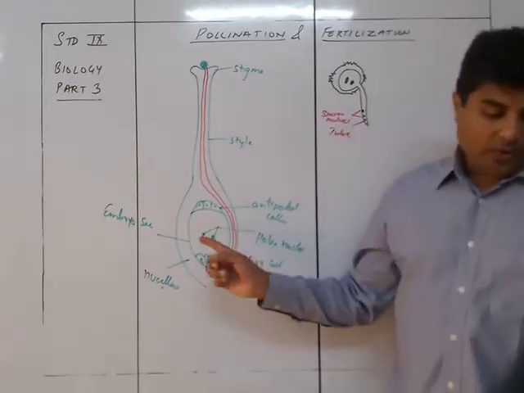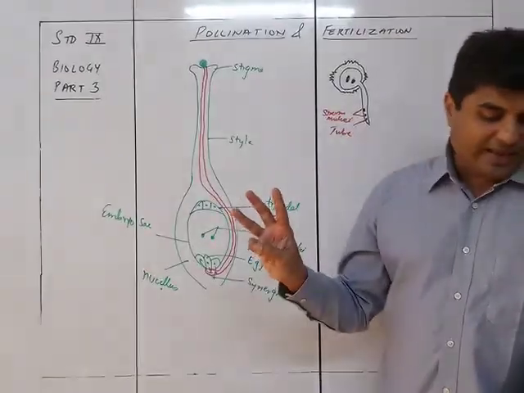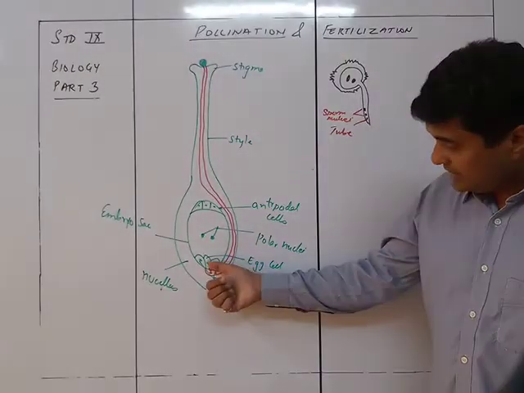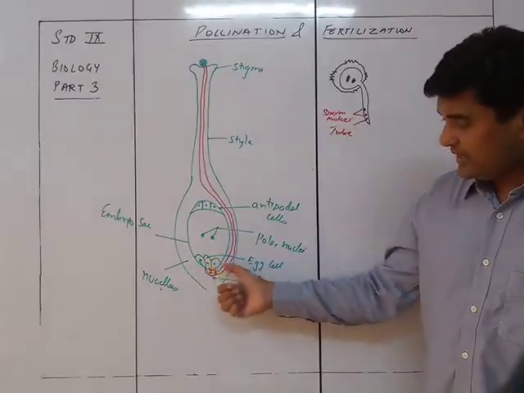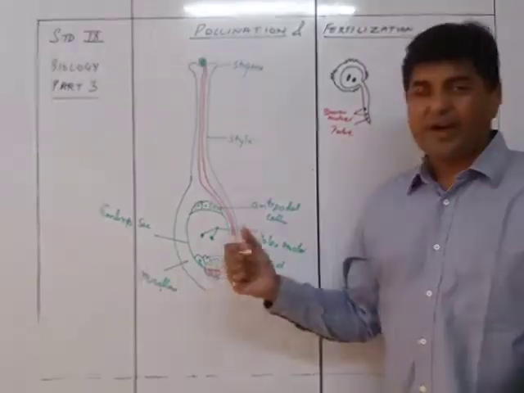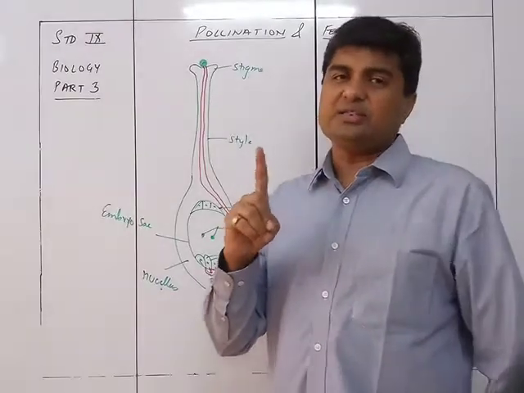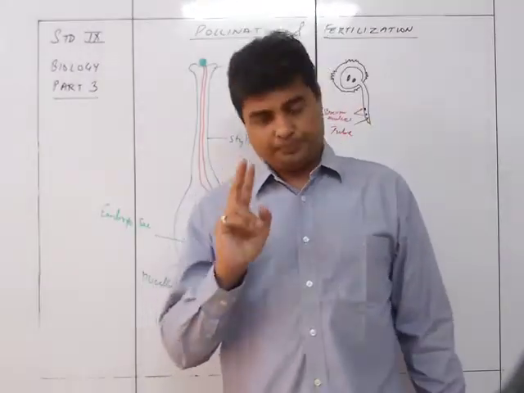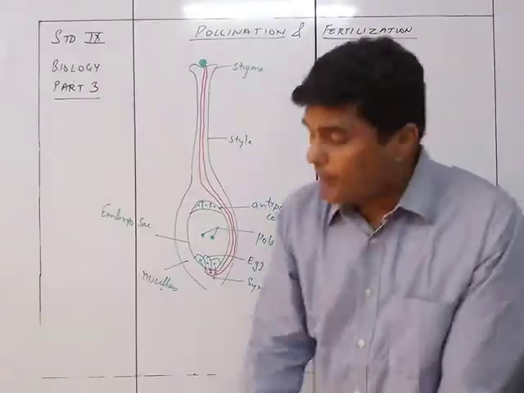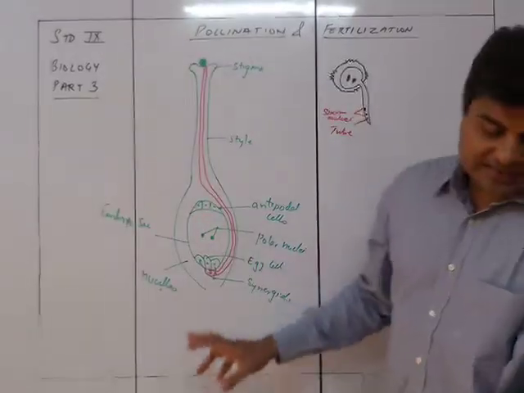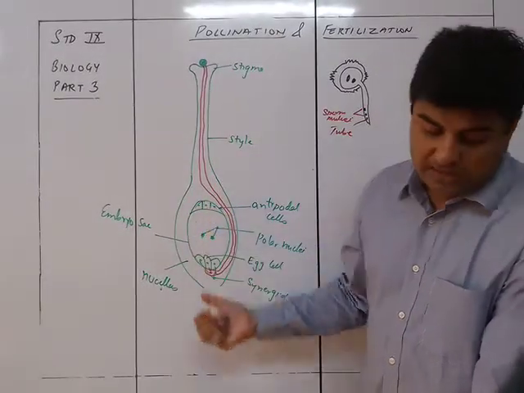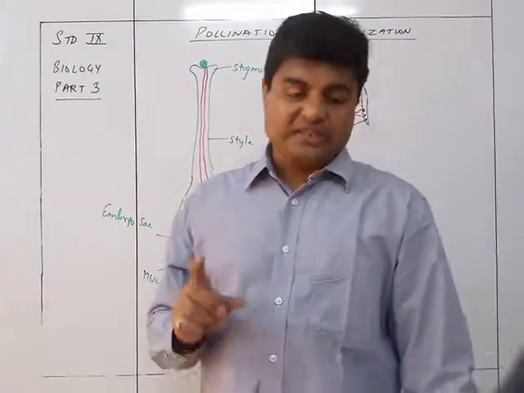What are those? 3 cells at the micropylar end: 1 egg cell and 2 synergids. These 3 are on the side where the micropyle is. There are 3 cells on the opposite side, which are called the antipodal cells. And then there is 1 large central cell.